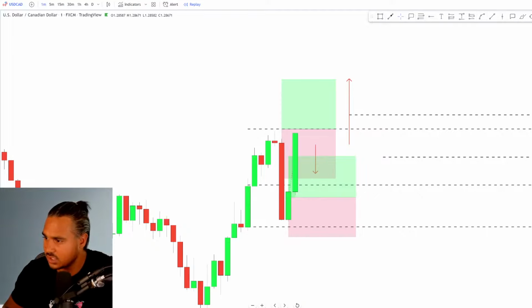Rox, quick question. If you trade 4H and 15 minute, can we go off 15 minute strength or just stick with 4H? You can stick with just 4H or you can go off 15 minute only. It just depends what time frame you're scaling down to.